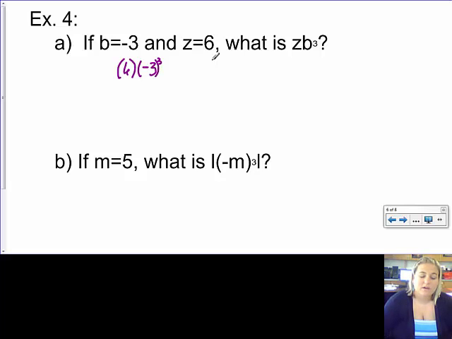Now I need to follow order of operations. -3 to the third power, it's very important if you're using your calculator that you punch it in exactly the way you see it. If you don't, it will be wrong. So it's parenthesis, -3, not minus, negative, use the negative symbol. Close the parenthesis and then caret 3 to get that exponent of 3.